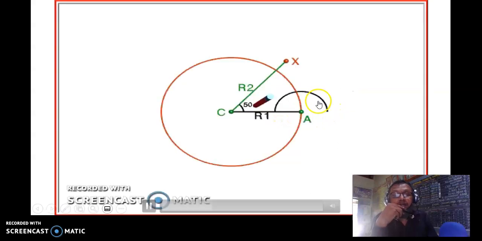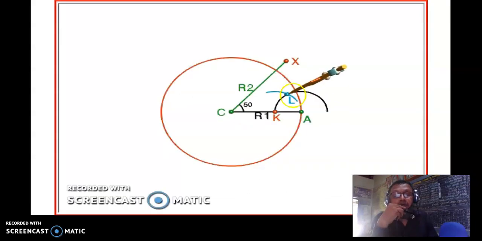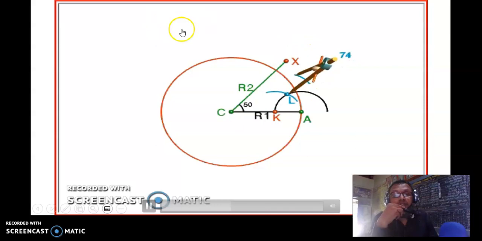Draw a semicircle like this from the point A. Now with the same radius, cut from this point K. Now don't change the radius. Again from point K, say L, draw an arc above the semicircle, and also on the circumference like this. Now say this point is M.